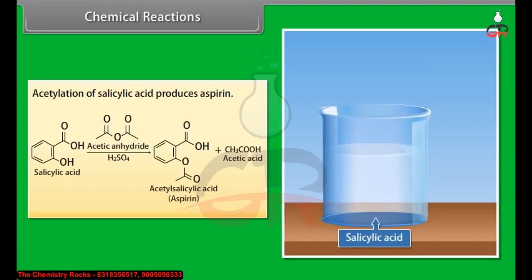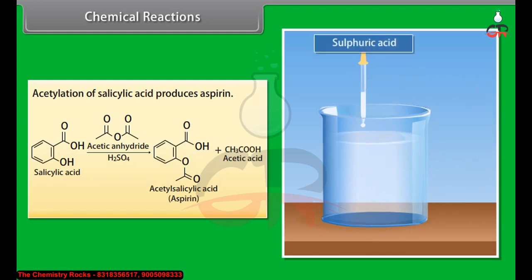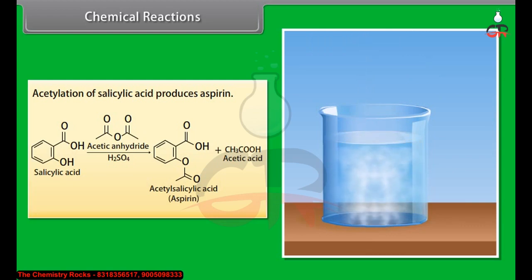Acetic anhydride reacts with salicylic acid in the presence of sulfuric acid to form acetylsalicylic acid, or aspirin, and acetic acid.